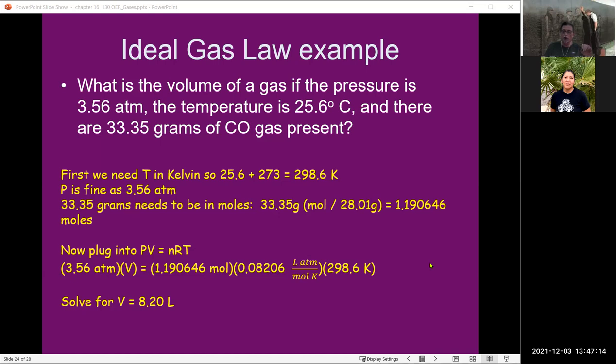33.35 grams of carbon monoxide would have a volume of 8.20 liters. In fact, you can use the ideal gas law equation to actually calculate 1 mole of gas at STP, and you'll see it to be 22.4 liters.